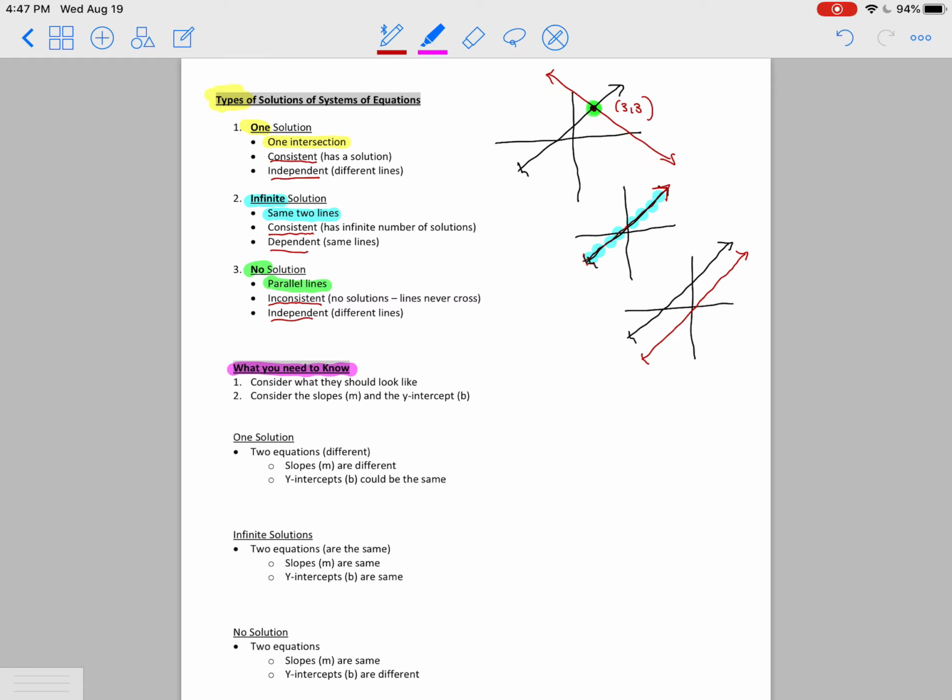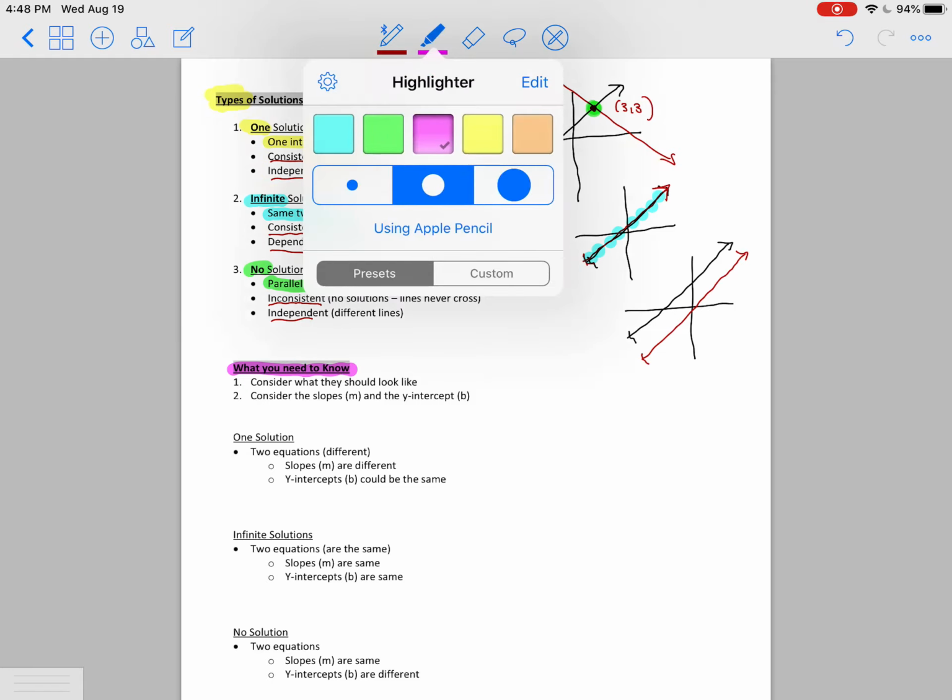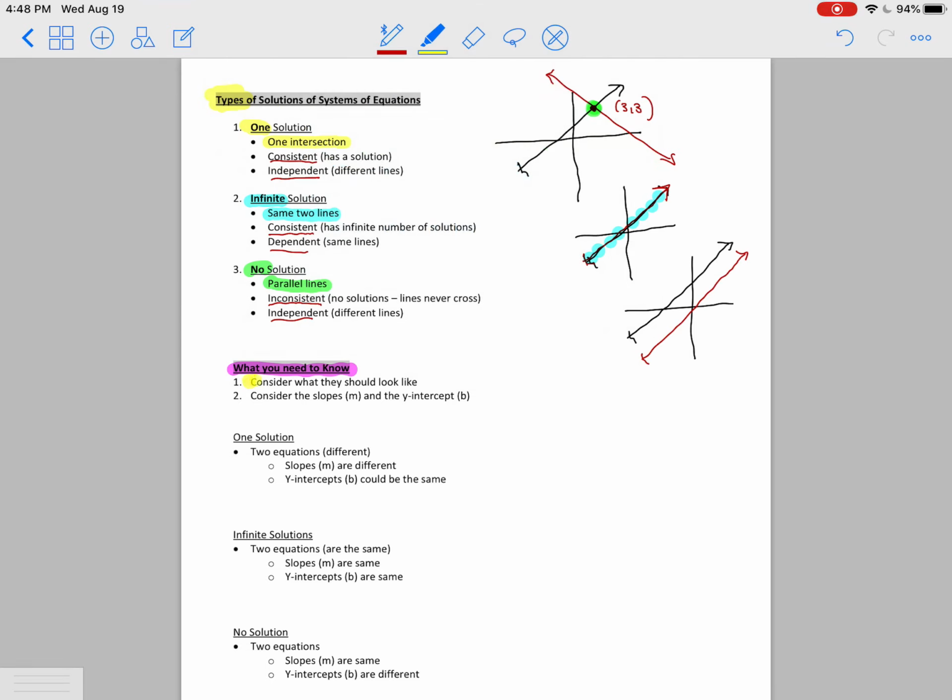So I want you to consider what the graphs should look like. Okay, that's important. And consider then in the equations what those would look like. How do the slopes of both of those equations compare to each other? Are they the same slope or are they different slopes? How do the y-intercepts differ from each other? Are they the same or are they different?